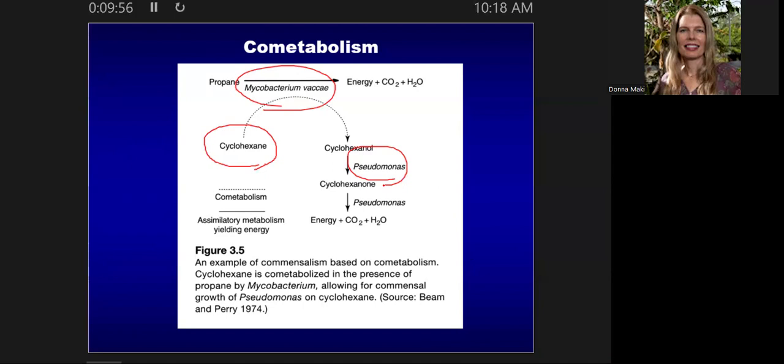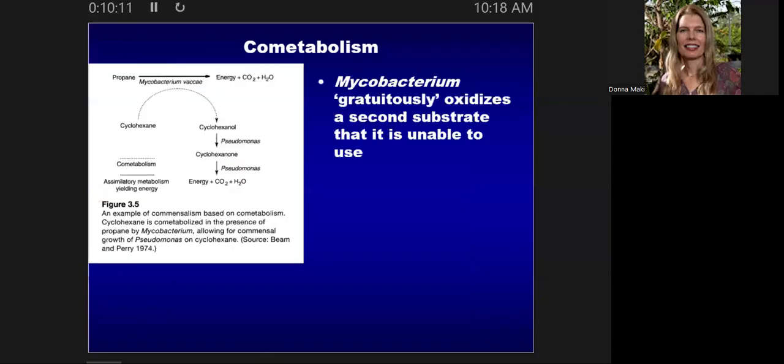Again, okay, this is co-metabolism. Does Mycobacterium truly not make any use of cyclohexane? They're claiming it doesn't, that it's just a gratuitous example of breaking down the cyclohexane that then the Pseudomonas can take advantage of. So there are these types of ideas where they're claiming the Mycobacterium isn't really benefited by that. It's just doing its thing, but the Pseudomonas is benefited.